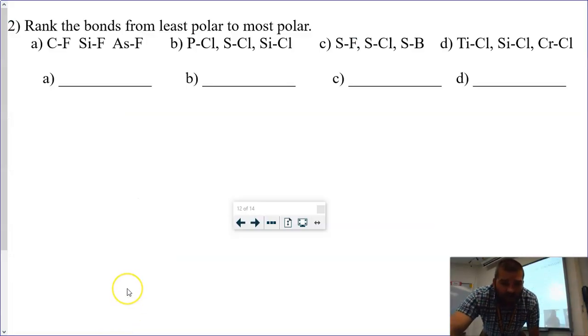Now, let's look at this. I want to rank all of these bonds from least polar to most polar. Well, least polar means the smallest difference in electronegativity. Most polar means the biggest difference in electronegativity. So let's look. In this first problem, I have fluorine bonded with carbon, silicon, and arsenic. Let's look up carbon, silicon, and arsenic on the periodic table.